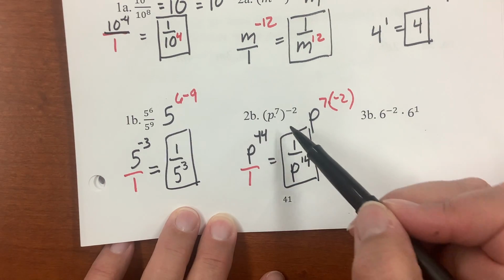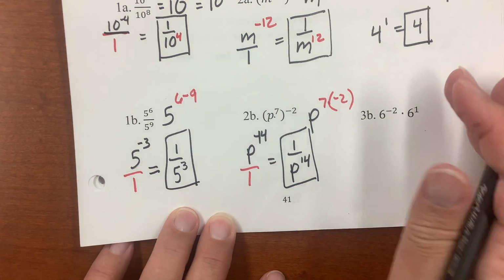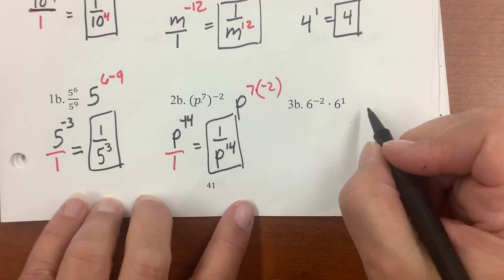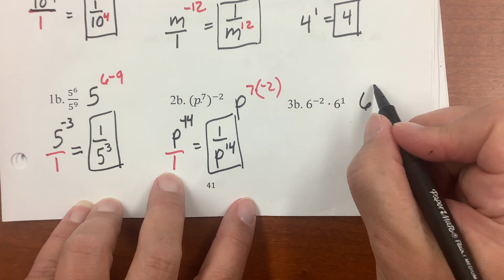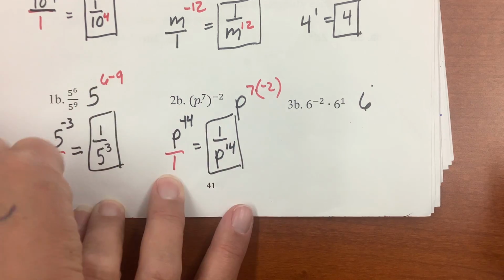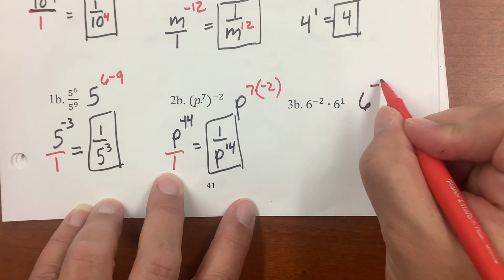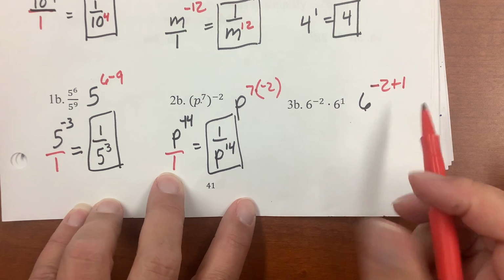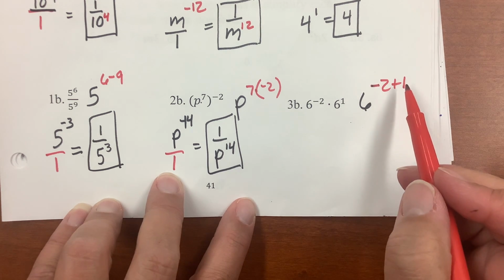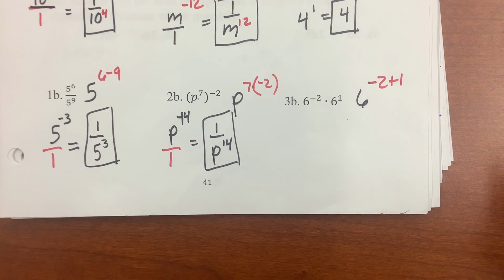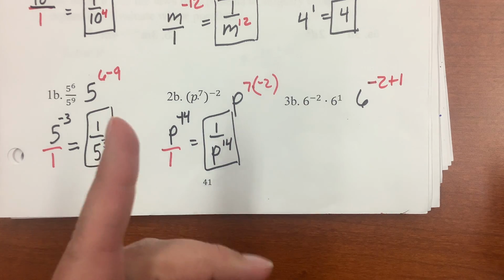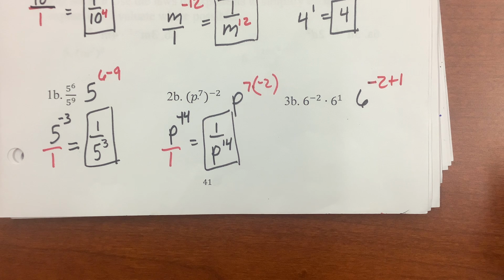Quotient rule, power rule, product rule. Keep the base, and you're going to add the exponents. Negative 2 plus 1. All right, the signs are different, so you subtract. 2 minus 1 is 1. And negative 2 has a larger absolute value than 1, so 2 is bigger than 1. 2 is negative. That means the whole answer is negative.